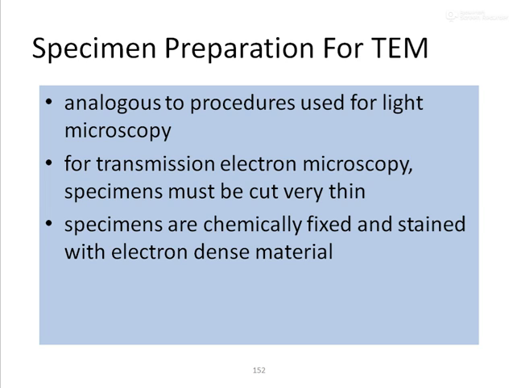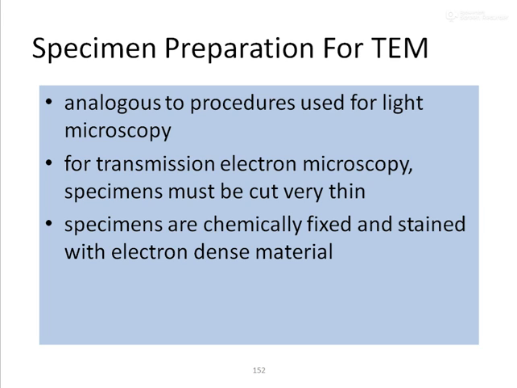Now, if you look at the sample preparation, the specimen preparation for the transmission electron microscope is almost analogous to the procedures used for light microscopy. But the only difference here is that the specimens should be cut into a very thin section, and only then will the electrons pierce through it and come out the other side. So you have an extra set of processes needed for cutting the microorganism under study into very thin slices.